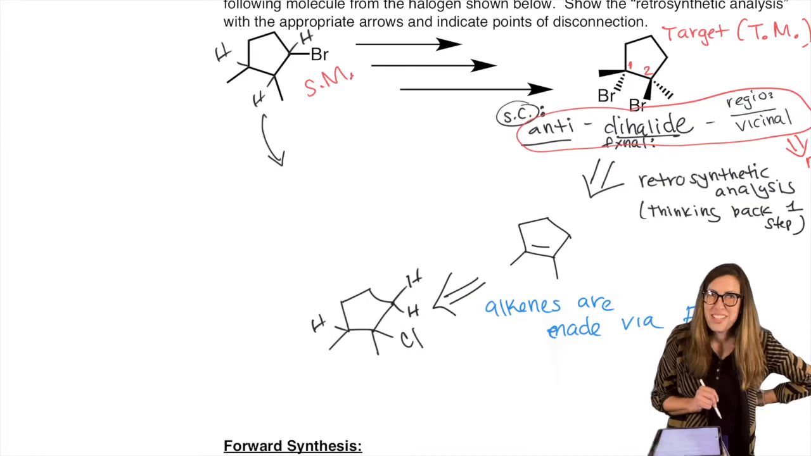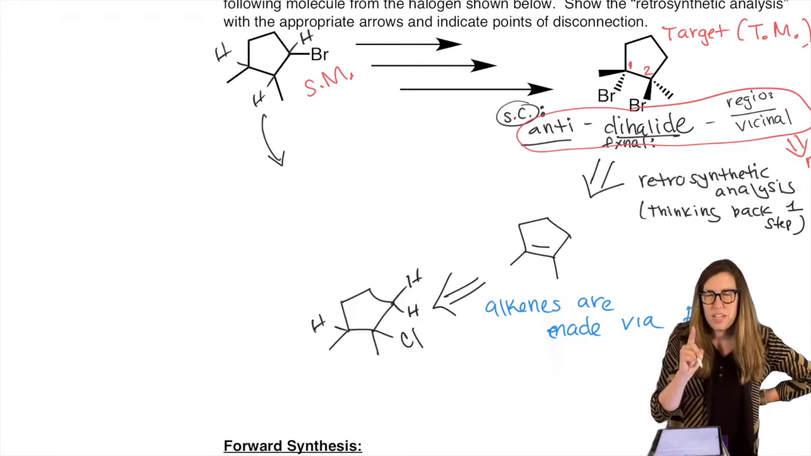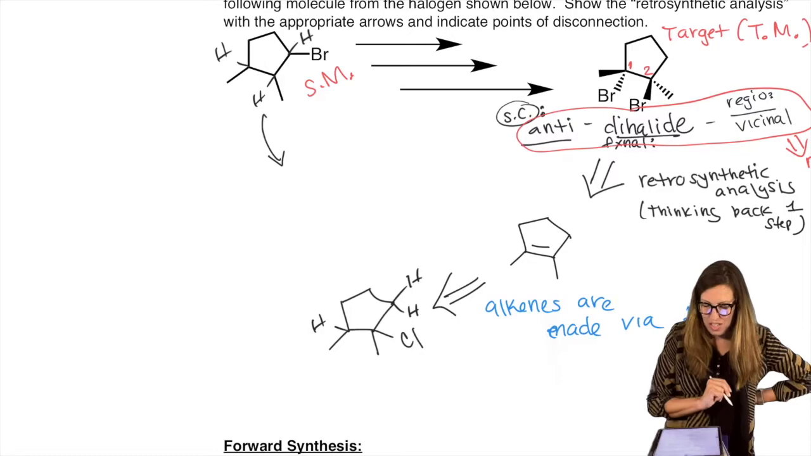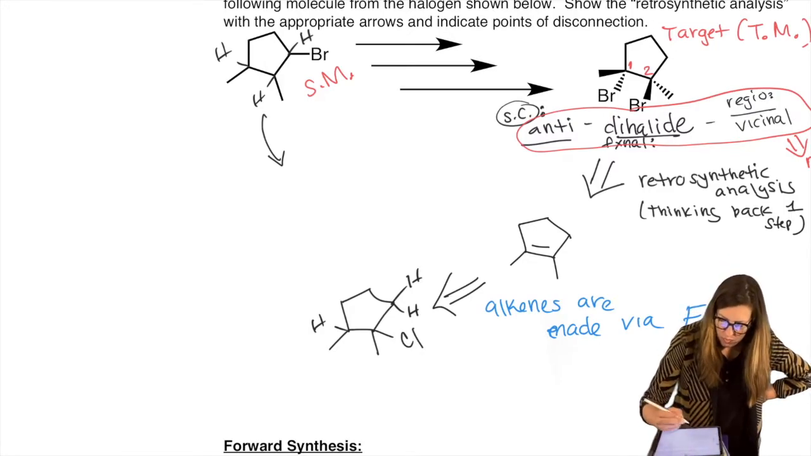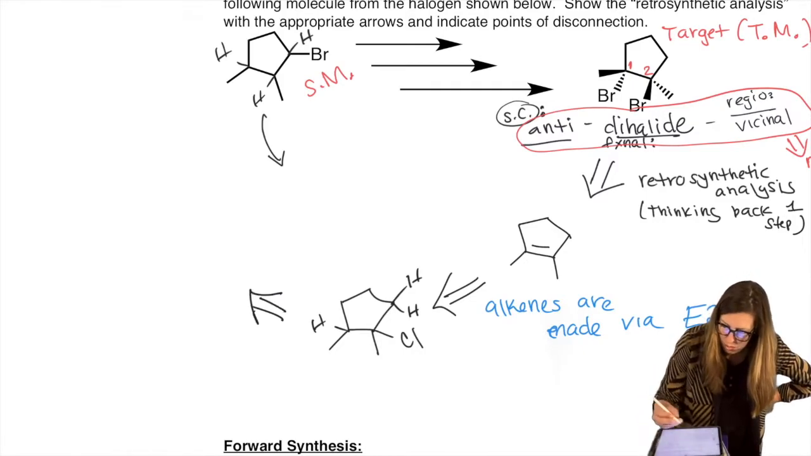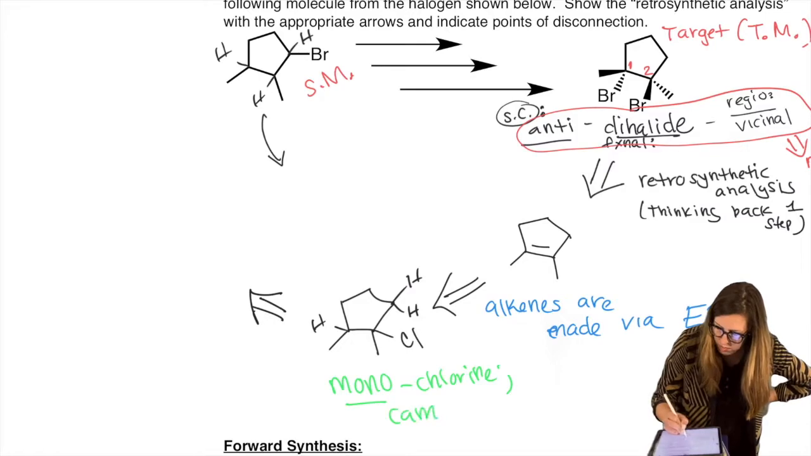Alkene reaction once again. HX is one halogen. XX is two halogens. So where was the alkene? So I'm going to write that here. Monochlorine. I'll write it in a different color. Monochlorine came from alkene.